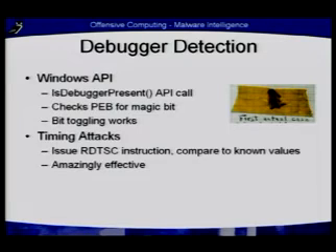One of the better ways to detect that you're being debugged is a timing attack. Basically, you issue the RDTSC instruction and see, am I executing very slowly? When you're running in a debugger, it's thousands and thousands of times slower than just running normally. So this is a good way to detect you're being debugged, and it's pretty effective and hard to get around.